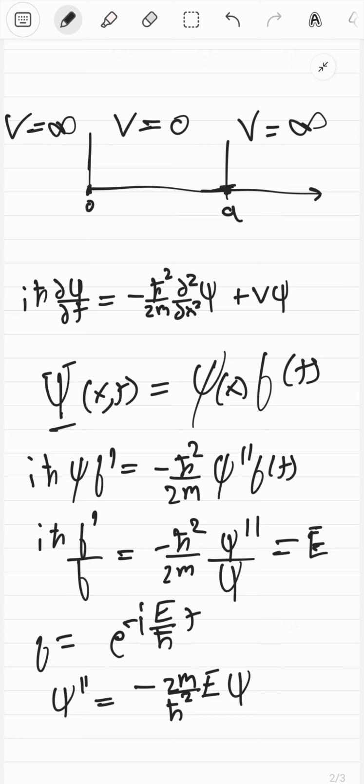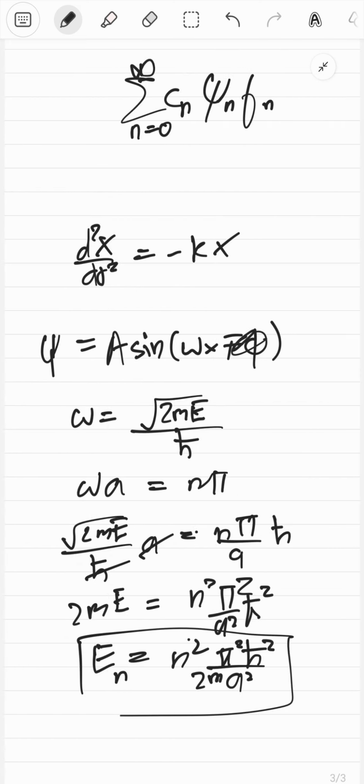It doesn't actually matter if n is positive or negative. We can just choose it to be non-negative, and there you go, because of n square, right? So it doesn't really matter. So that's your total wave function.